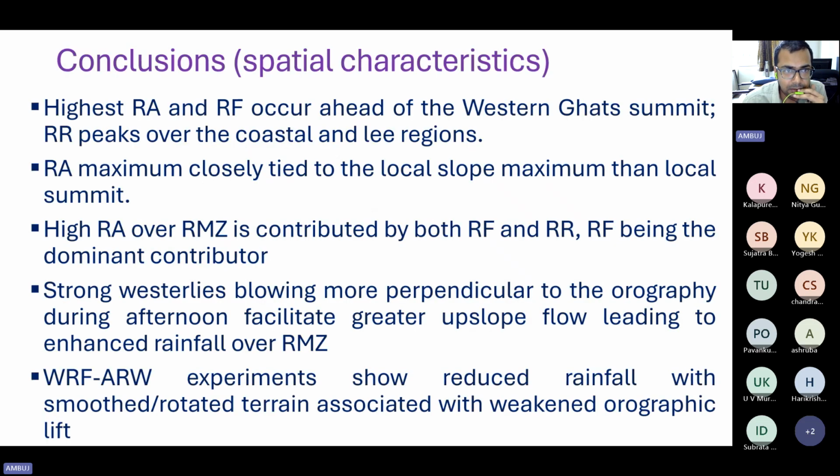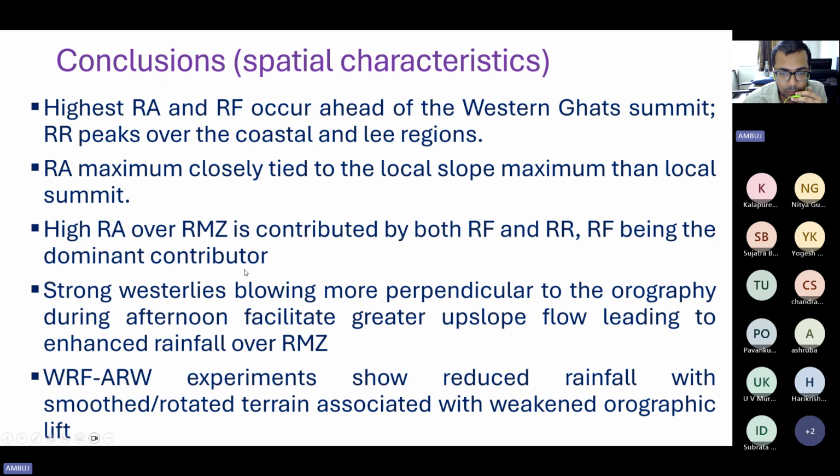So we draw the following conclusions in this context. The highest rain amount and frequency occur ahead of the Western Ghats summit, and rain rate peaks over the coastal and lee regions. Rain amount maximum is closely tied to the local slope maximum than local summit. High rain amount over RMZ is contributed by both rain frequency and rain rate. However, rain frequency is the dominant contributor.